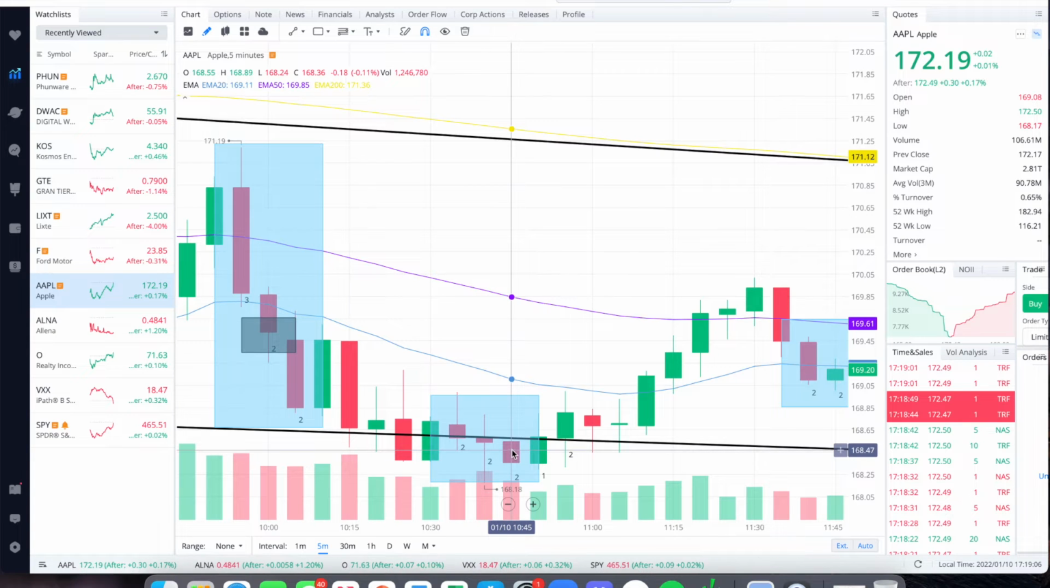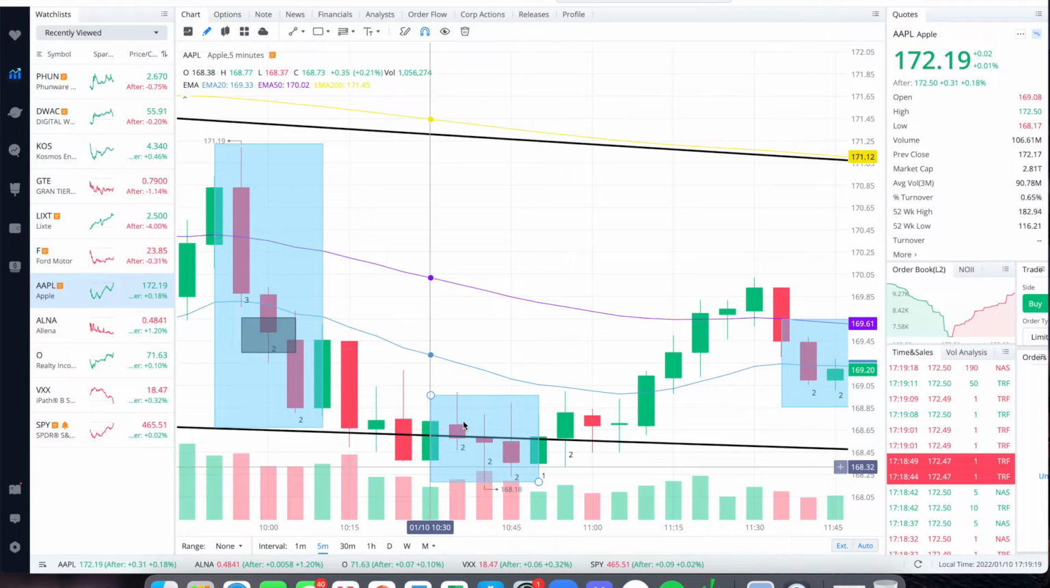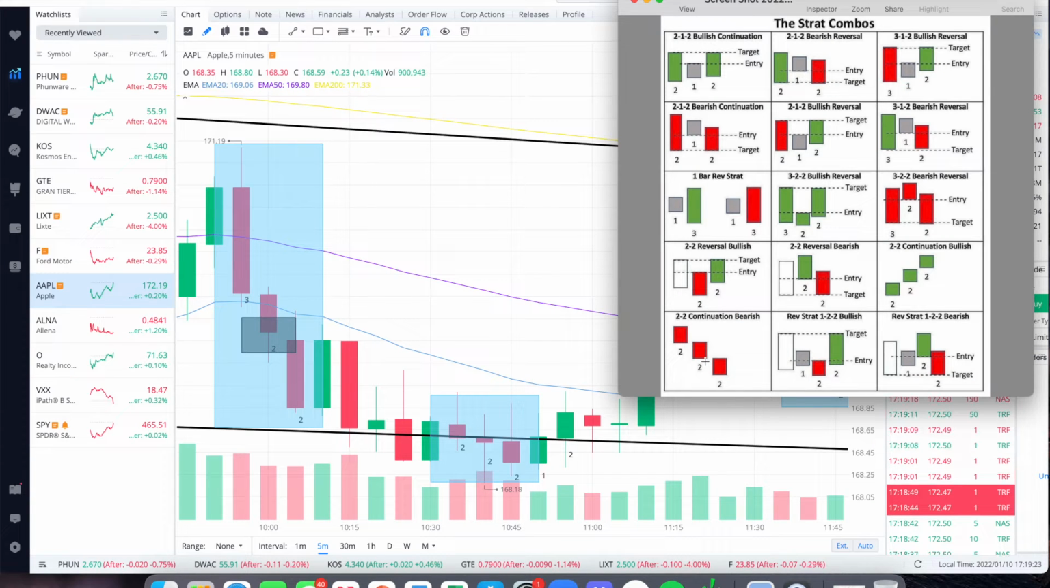And then this third 2, the body is below. However, the wick, if you can see there when I move the crosshair, is above the high of the previous candle. So that indicated to me that instead of this 2-2 continuation bearish, it was actually the, where'd it go?